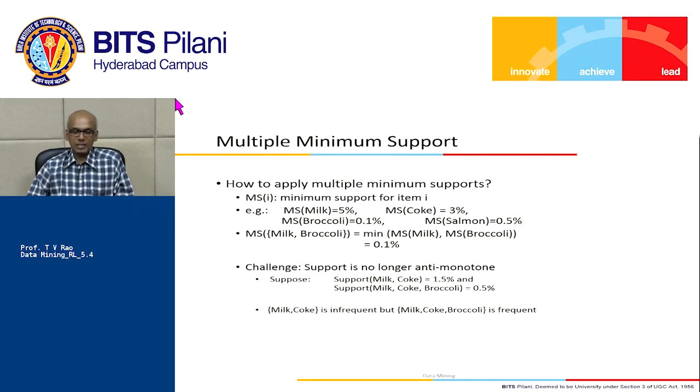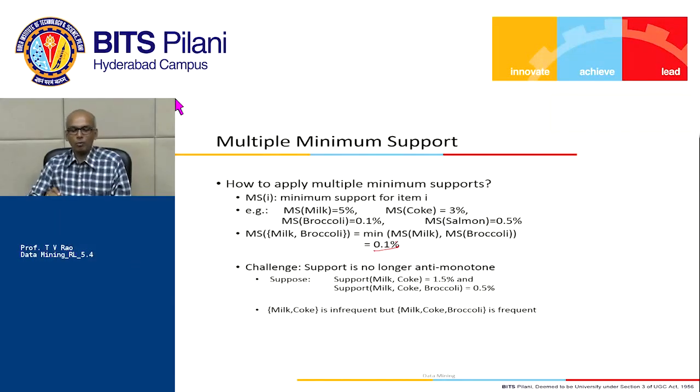So now once they set differential support patterns, let's say the minimum support for milk is at 5%, for Coke is at 3%, then broccoli is at just 0.1%. Then what happens is, when you have created the larger item sets which combine milk and broccoli, you need to look at a minimum support which is the lower of the two. So that means it is becoming 0.1%.